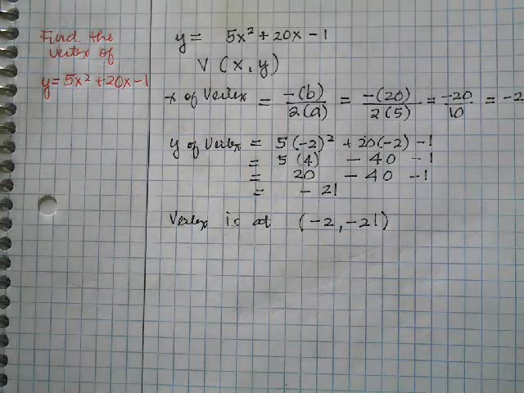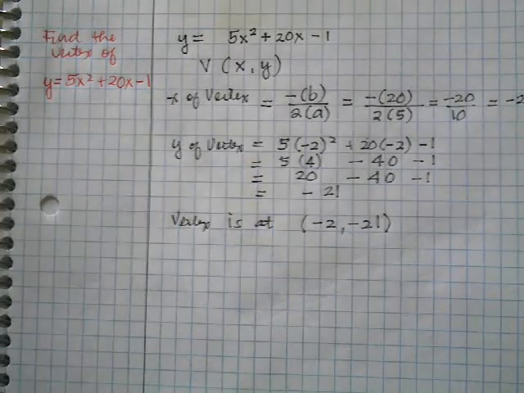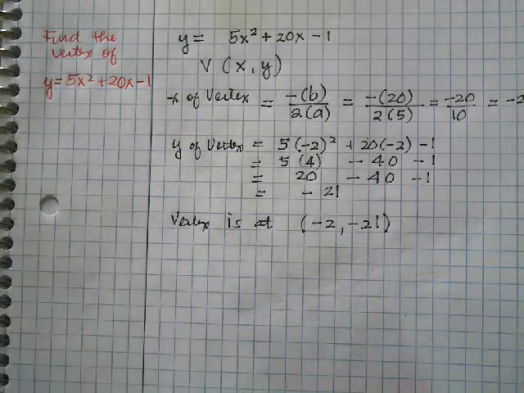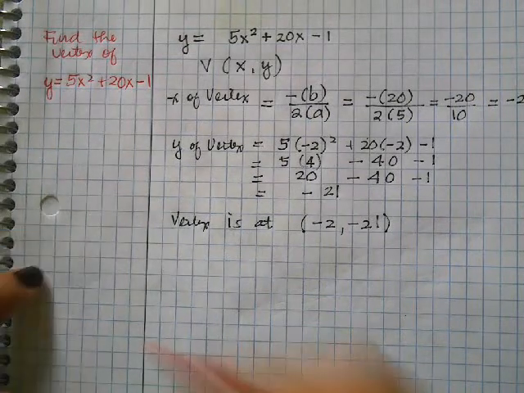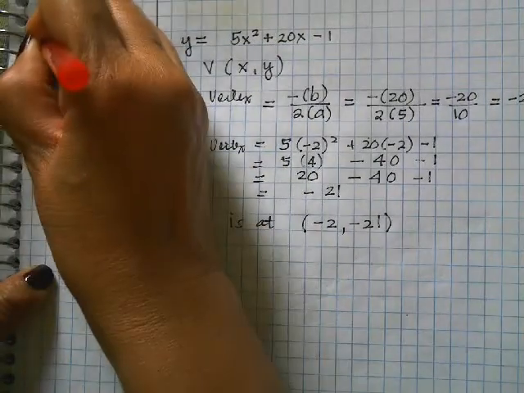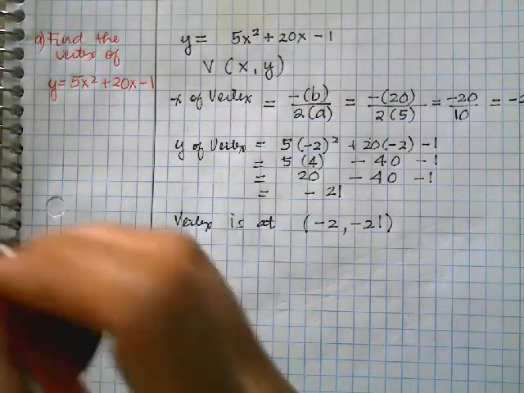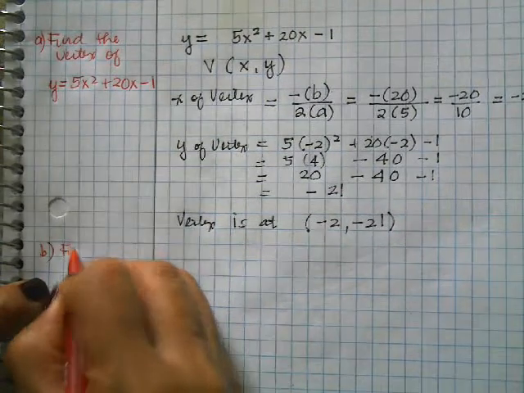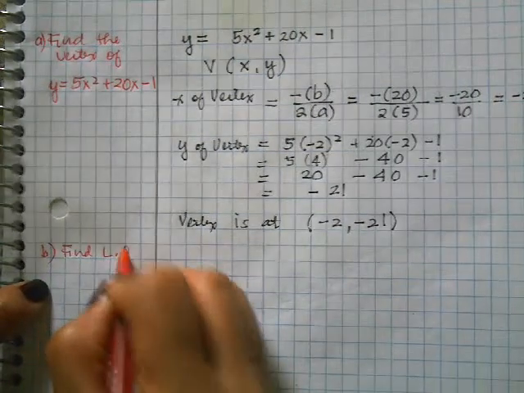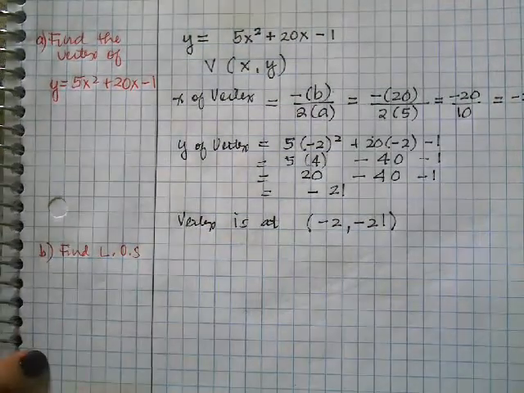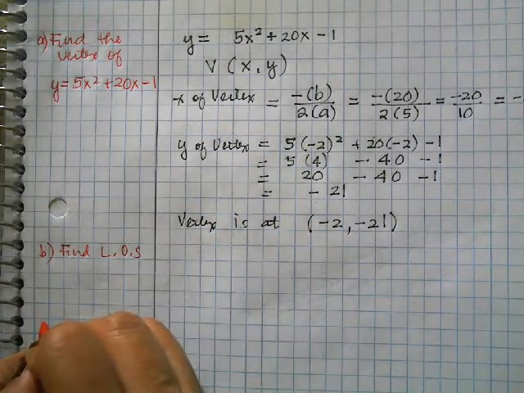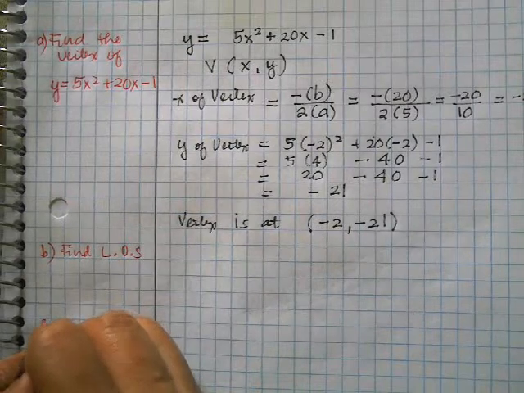Okay, let's continue with the same problem. So first, your instruction is find the vertex of the parabola. Let's say they also want you to find, for the same parabola, the line of symmetry, and then let's find the x-intercepts and the y-intercept.